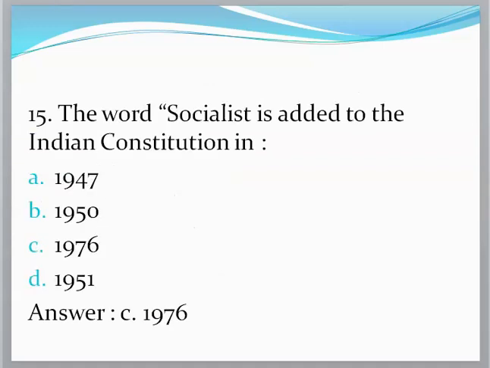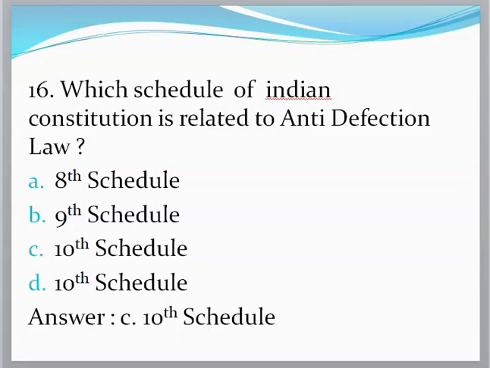Next question. The word socialist was added to the Indian Constitution in A. 1947, B. 1950, C. 1976, D. 1951. The correct answer is option C. 1976.